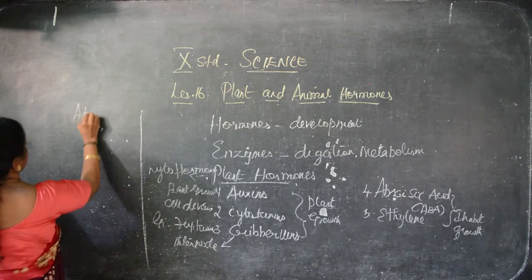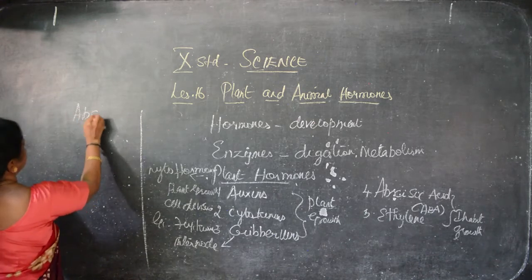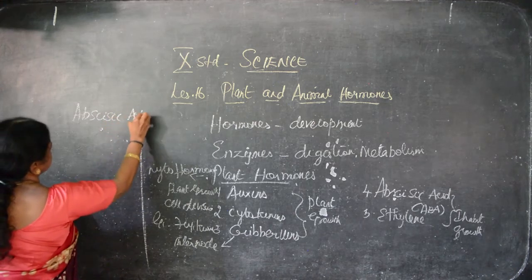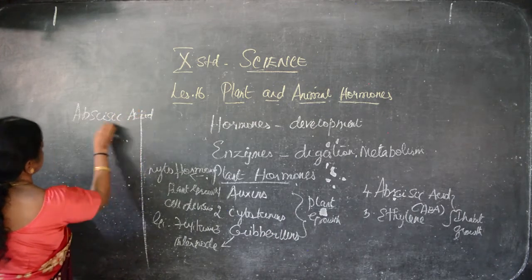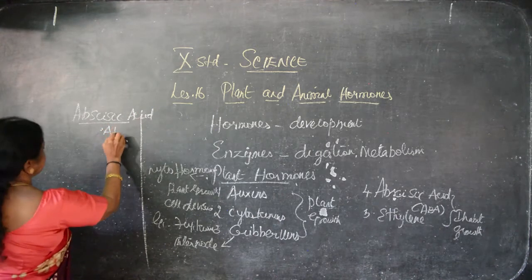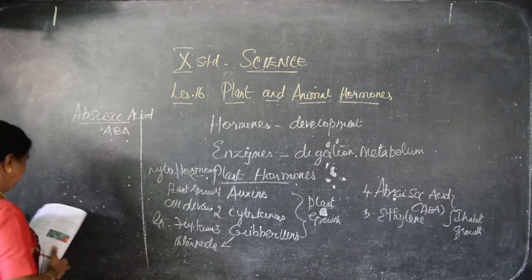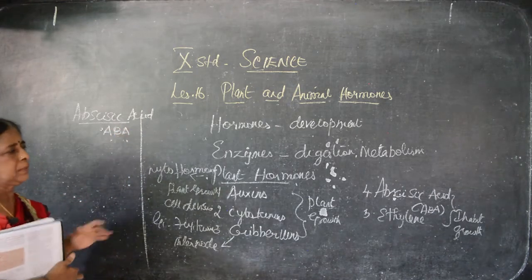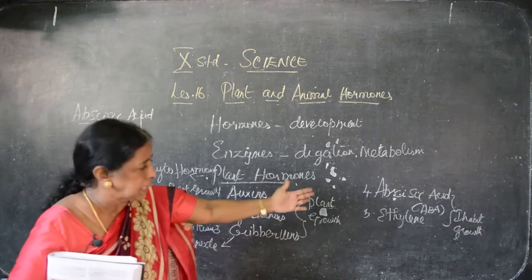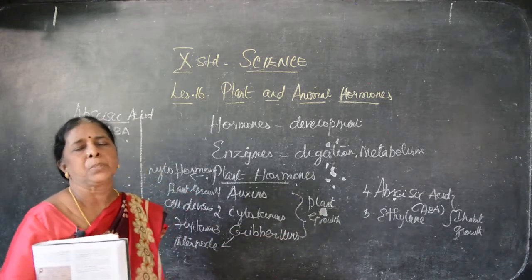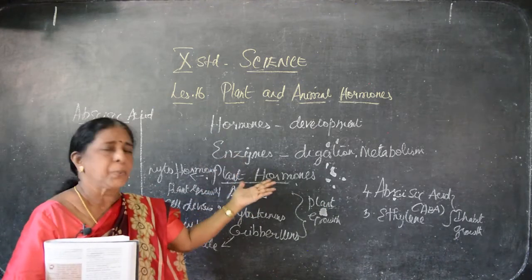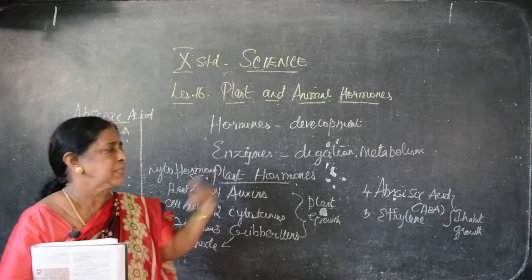Abscisic acid is otherwise known as ABA hormone. It is the growth inhibitor that we have seen already. The first three help plant growth. The next two inhibit the plant growth. Inhibit means the internal organs, that is the cell organelles. They help to grow the cell organelles of the plant.